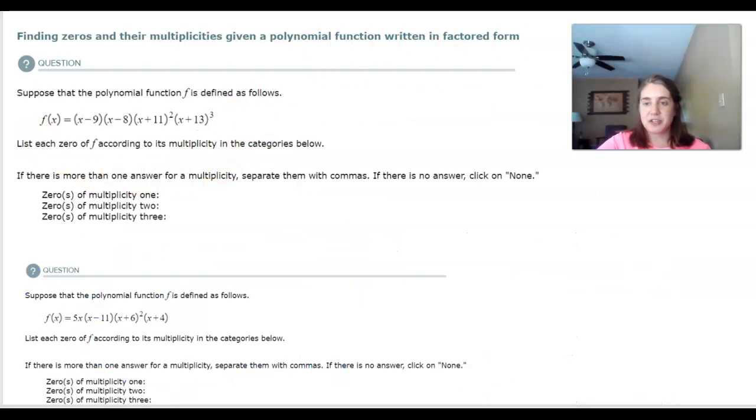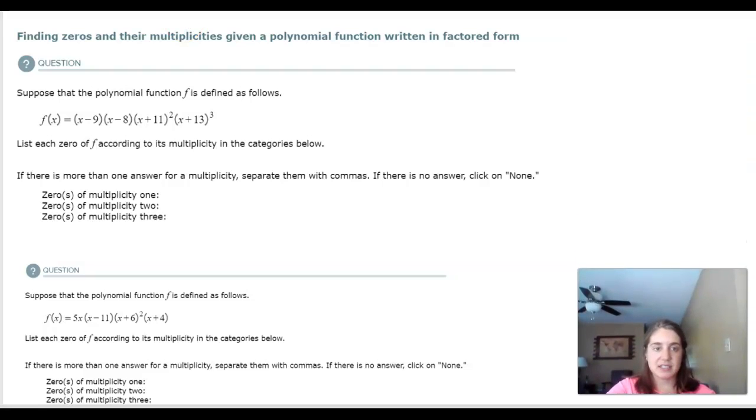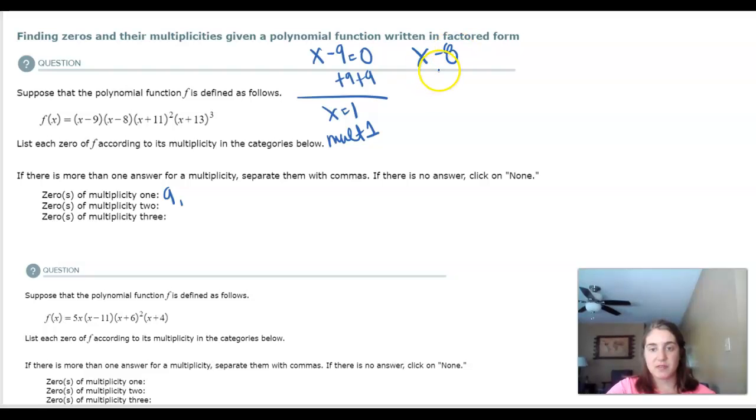We're gonna go ahead and do the first one together. You guys can do the second one by yourself. So this is asking us, what is the multiplicity, which zeros have multiplicity of 1, 2, and 3. So x minus 9 only appears once. So it has a multiplicity of 1. So 9. x minus 8 also only appears once, so it has a multiplicity of 1.